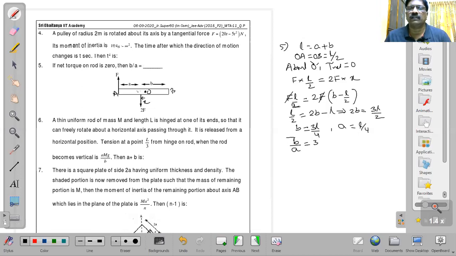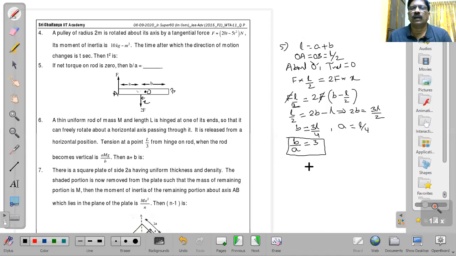So this is one interpretation. Based on this interpretation, you will get the B by A ratio equal to 3. It is the case whenever the center of mass or center of gravity lies exactly at the midpoint, like this. Or another method: as the net torque is 0, and it is not mentioned about which point, about any point we can take the net torque and make it equal to 0.